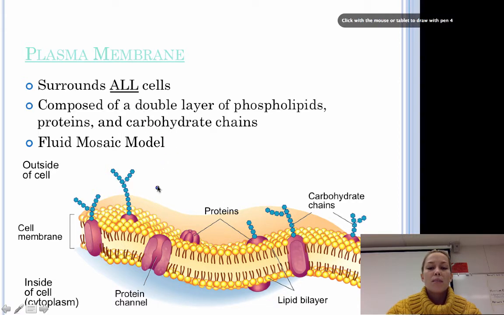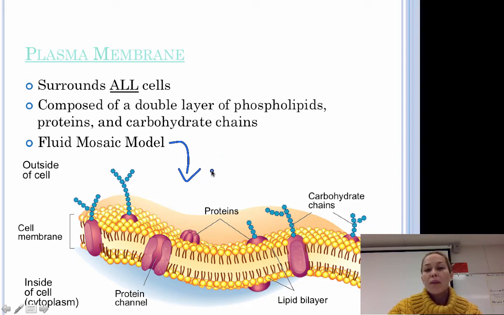Now this model here is referred to as the fluid mosaic model. It's fluid because the structures within the membrane are not fixed. So these phospholipids can actually flip from outside of the cell to inside of the cell. These channel proteins can actually move within this sea of phospholipids, and same with these other types of proteins, these glycoproteins with their carbohydrate chains. So it is fluid. It's referred to as a mosaic because it's made up of those different parts, the phospholipids, the carbohydrate chains, and the proteins. And obviously this is a model of what it looks like.